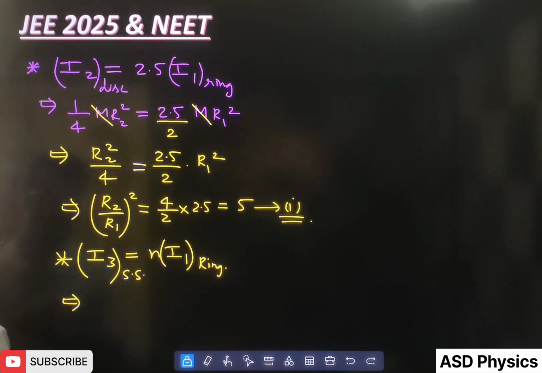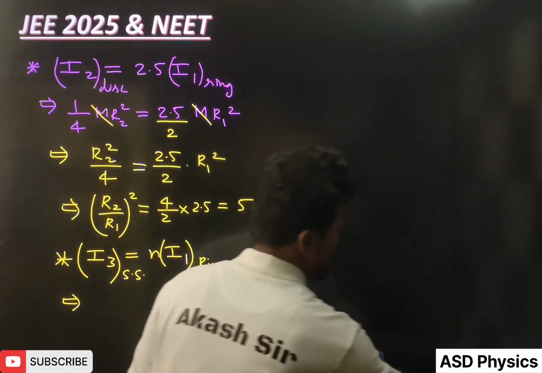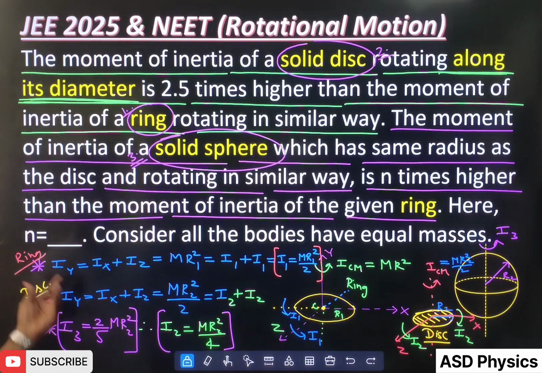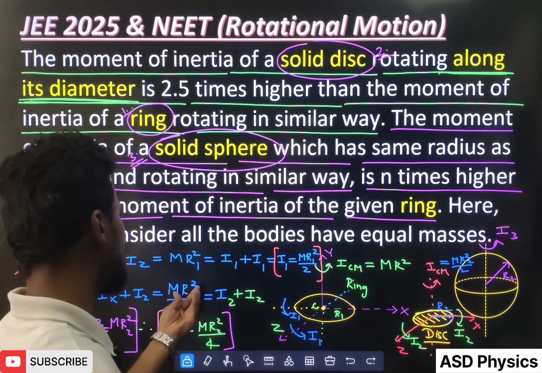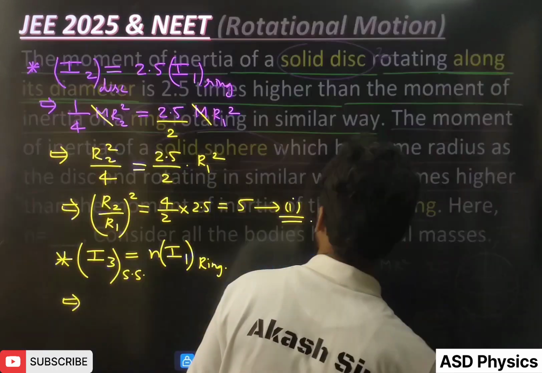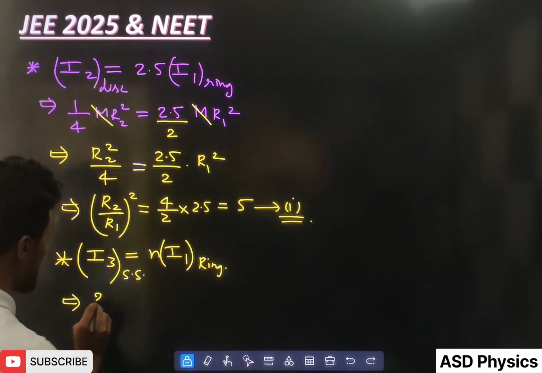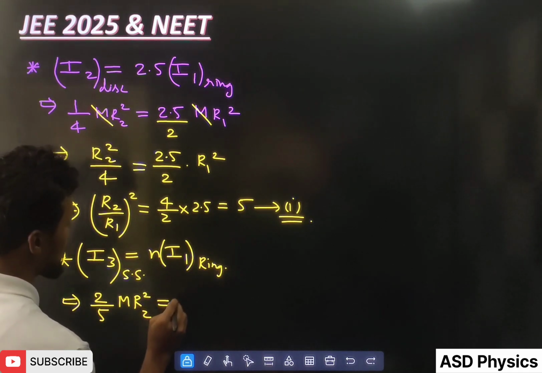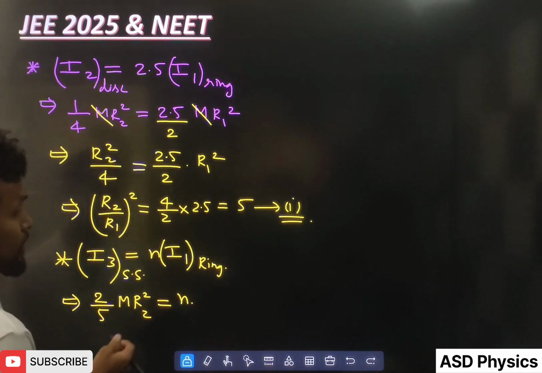So see here, I3 solid sphere, what will come here? This solid sphere is having the same radius as of the disc. So disc radius I have taken R2. Solid sphere also I have taken how much radius? R2. So what is coming? 2 by 5 m R2 square here. Now let me write here. See, 2 by 5 m R2 square is equal to n times ring.